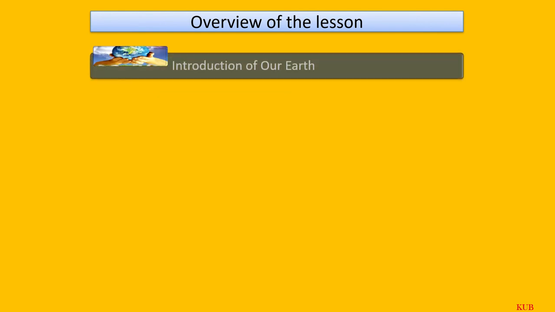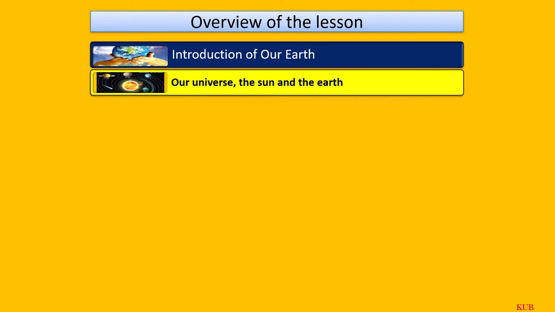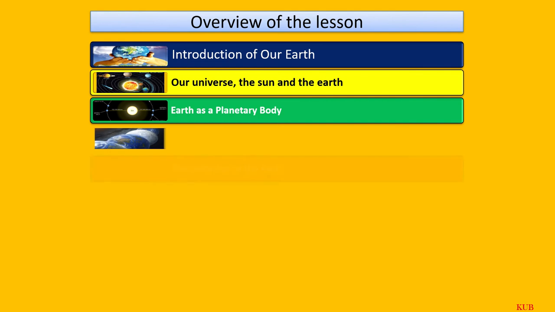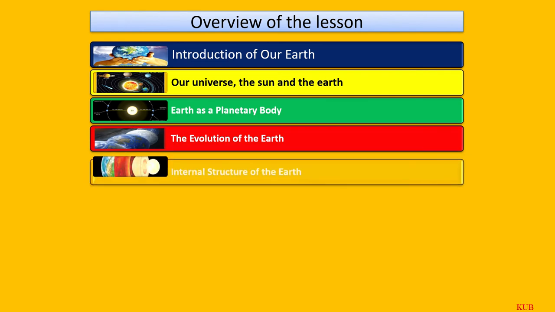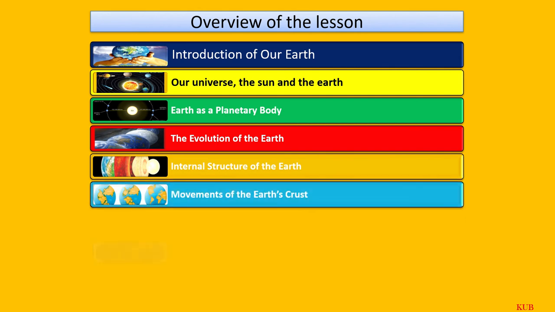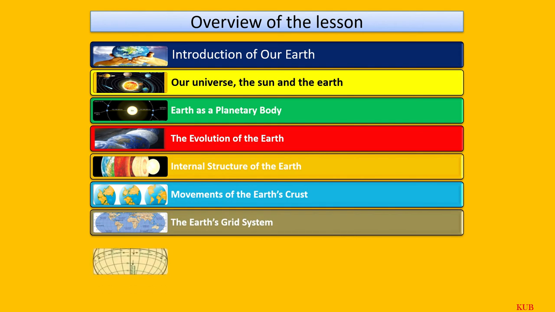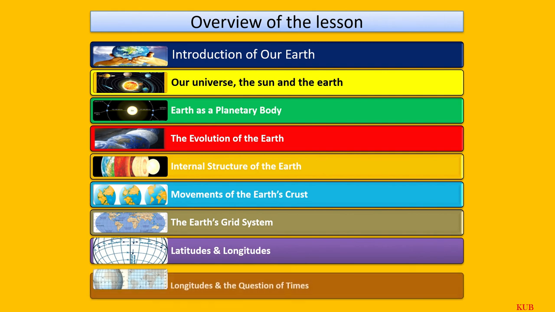In this chapter, we are going to cover the topics such as introduction of our Earth, our universe, the Sun and the Earth, Earth as a planetary body, the evolution of the Earth, internal structure of the Earth, movements of the Earth's crust, the Earth's grid system, latitudes and longitudes, and the question of times.